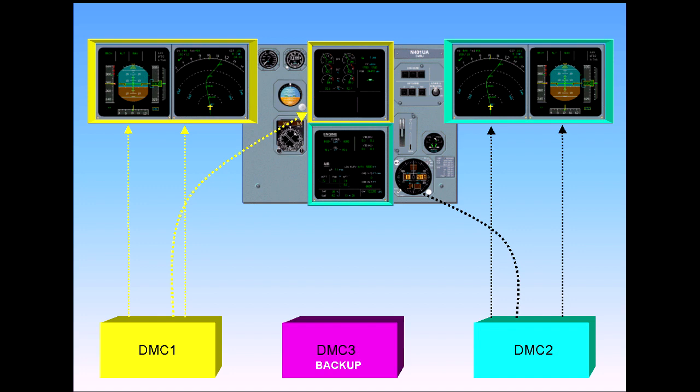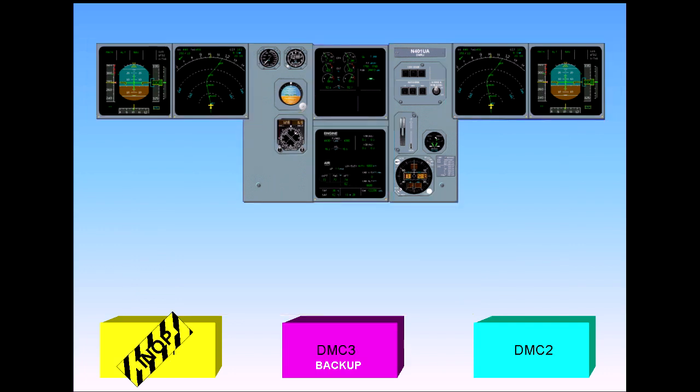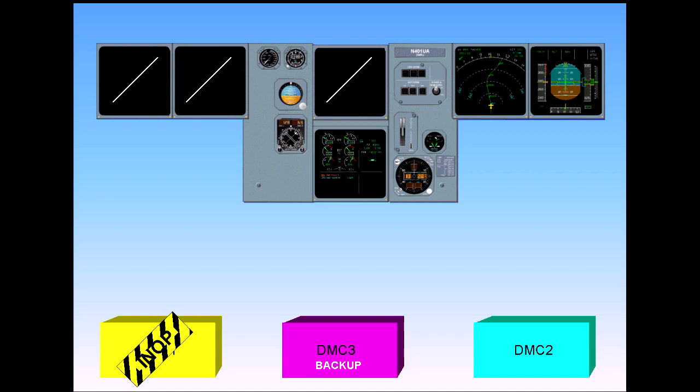For this exercise, you are the captain and you are the pilot flying. When DMC-1 fails, the captain's PFD and ND are lost, along with the upper ECAM screen. Since you no longer have any information to safely fly the aircraft, you should hand over control to the first officer. You are now the pilot not flying.